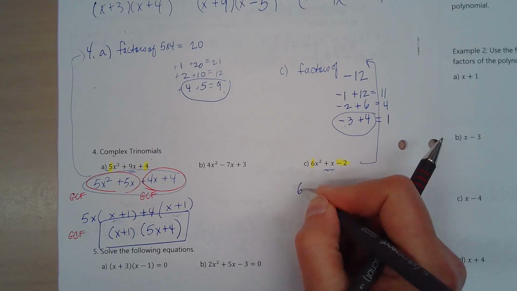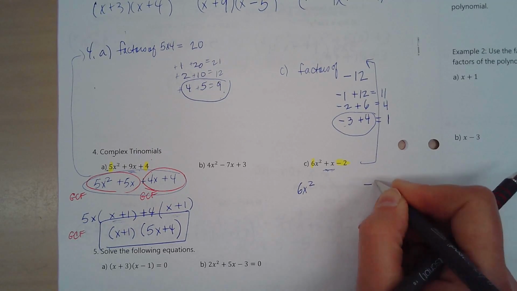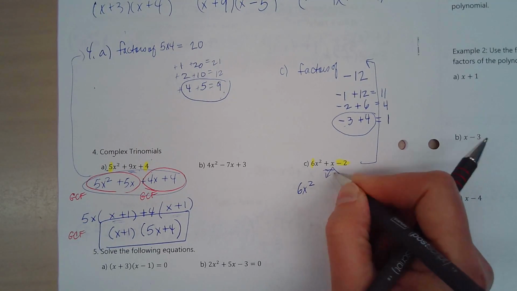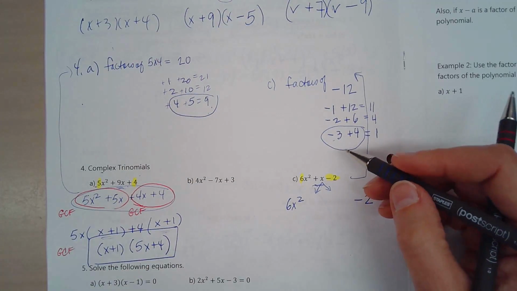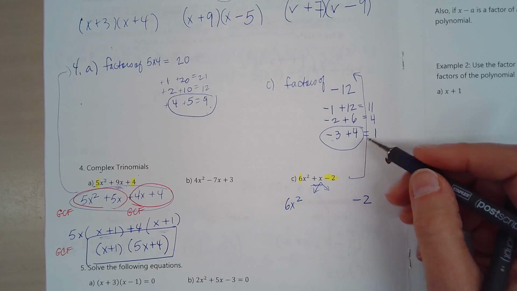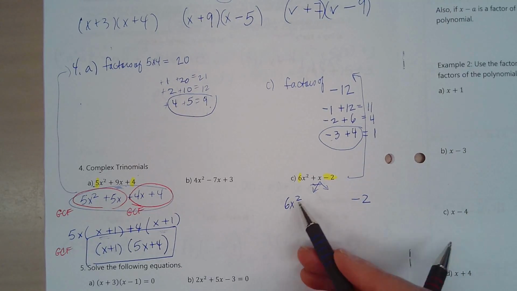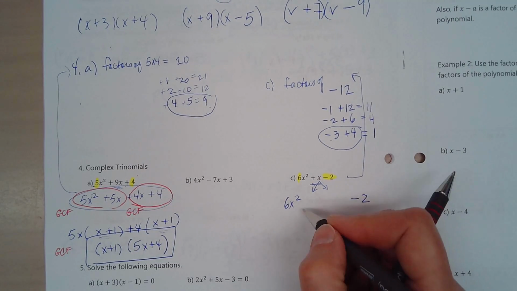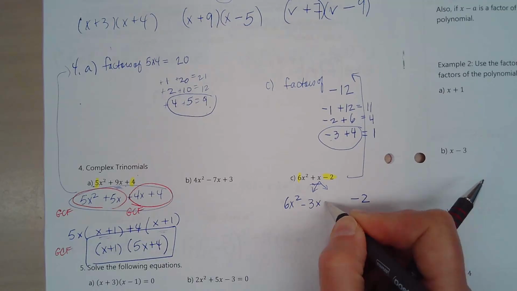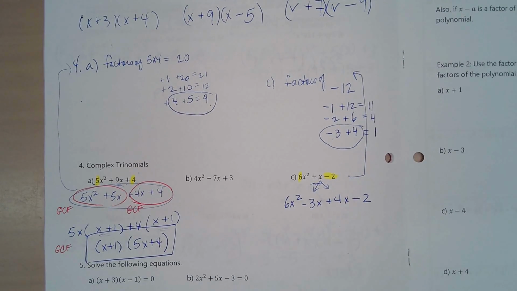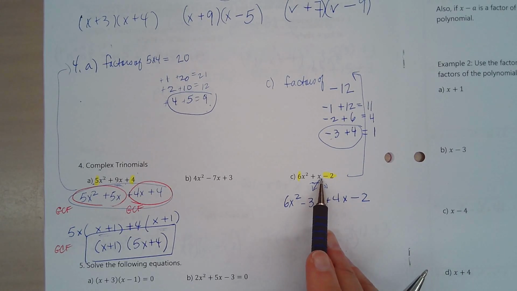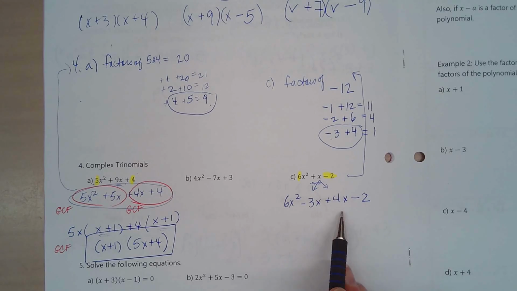Okay, so my 6x squared stays the same and my negative 2 stays the same. I just have to break this 1x apart into individual components. Negative 3x, positive 4. I think the 3 partners nice with the 6 and the 4 with the 2. So negative 3x, positive 4x. Right? Again, making things bigger at the beginning. So I just converted my 1x into a negative 3 plus 4.